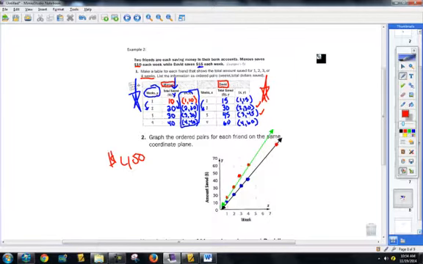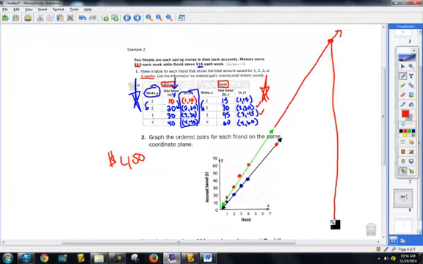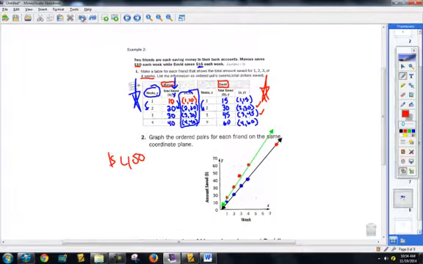Okay, is it going to be way up here? Okay, there's 400. Okay, how many weeks is that? Okay, that's kind of the whole point. That's really what we're trying to do. That's why we're graphing them.